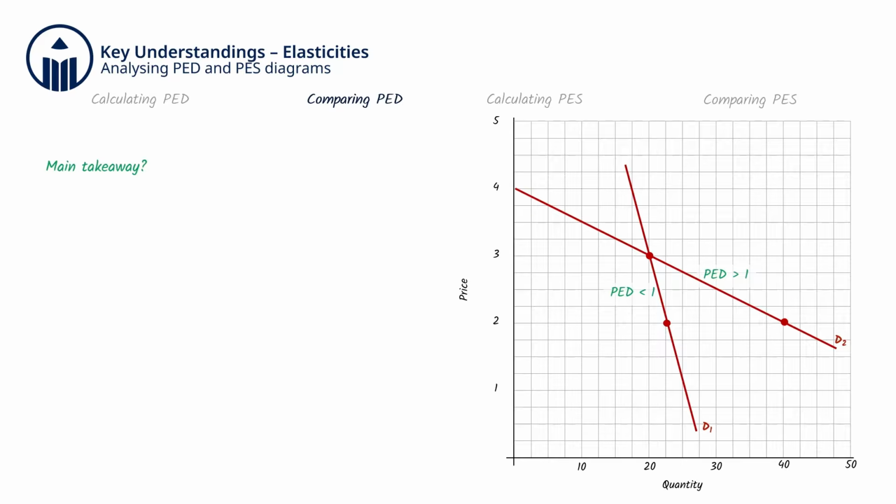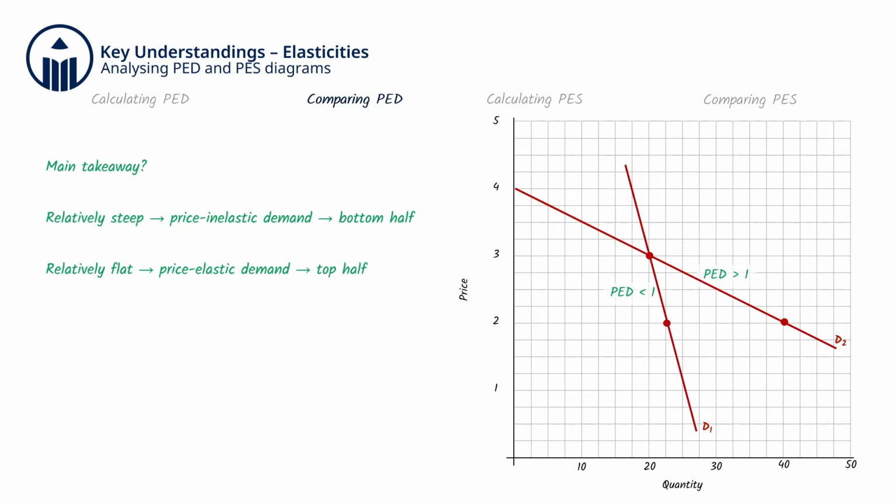So, what's the main takeaway? Yes, relatively steep demand curves are used to show price inelastic demand because we are only looking at the bottom half of the full demand curve. And relatively flat demand curves are used to show price elastic demand because we are only looking at the top half of the full demand curve.